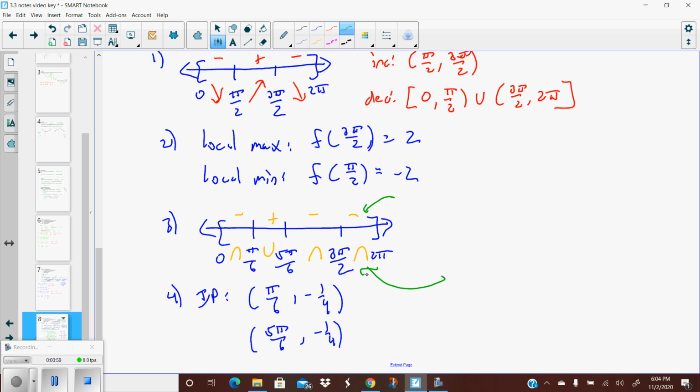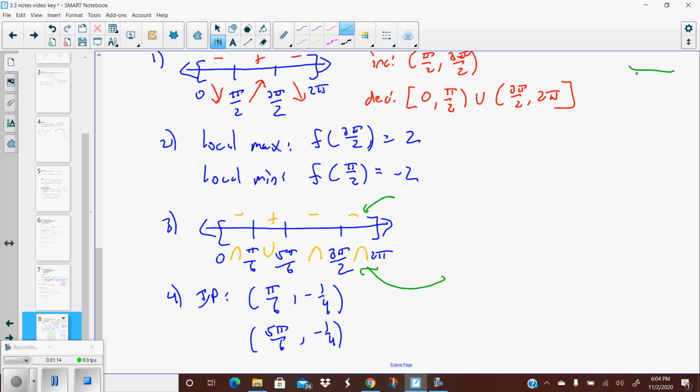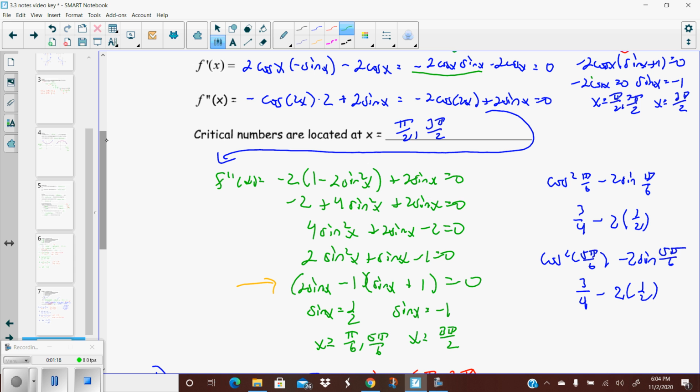And in order to find the inflection points, because they are points, it's an x and a y coordinate, you have to take pi 6 and 5 pi 6 and actually plug those in. And I did a little bit of scratch work right here. So plugging in pi 6 was this top one right here.